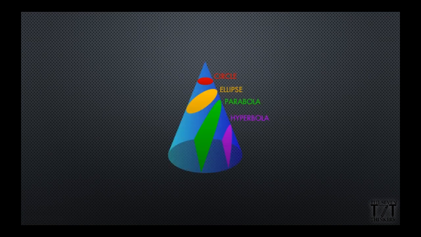So there are 4 conic sections which we're gonna discuss in this chapter, and that is circle, ellipse, parabola, and hyperbola. But before that, we must know the parts of a cone. That is, this part is known as the base, the center line is known as the axis, and the slant height is also known as the generator.